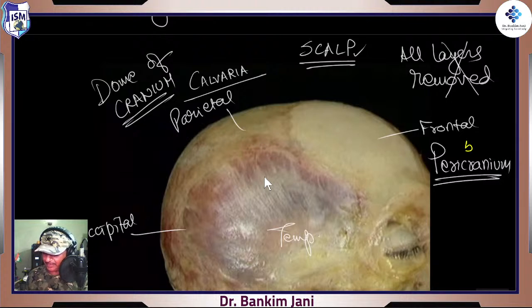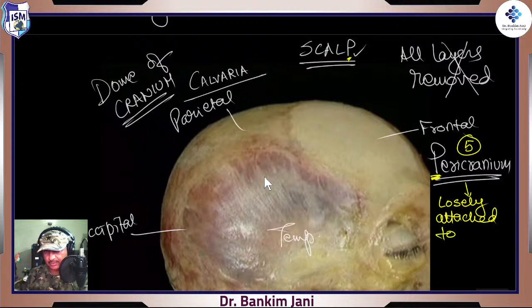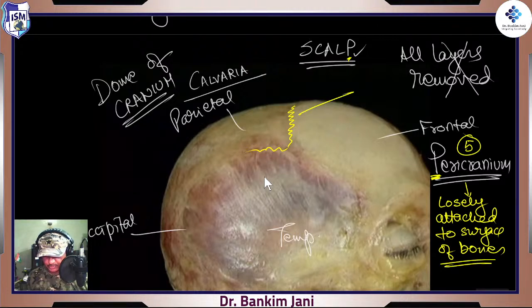Just from the mnemonic point of view, we can start with this, right? So this is P of scalp, pericranium. Now this is loosely attached to the surface of the bones, right? So there is a very interesting clinical application, and we'll see that. This pericranium does not simply wrap the whole skull. It is loosely attached to the surface of the bones. But what really happens is that these are the sutures, right? At sutures, it is very firmly attached, adherent to sutures. So loosely attached to the surface of bones, but at sutures, firmly attached.